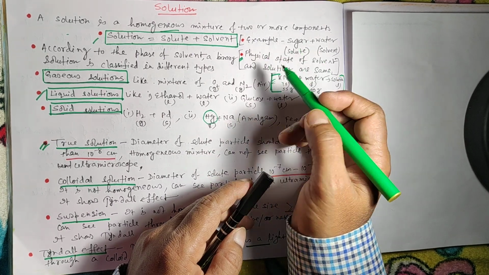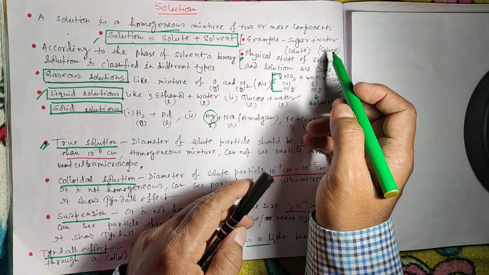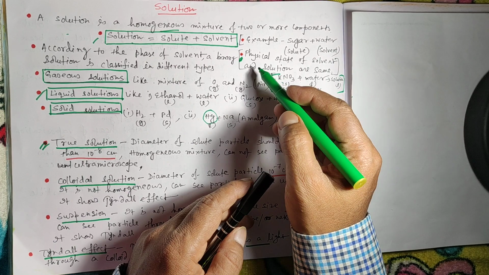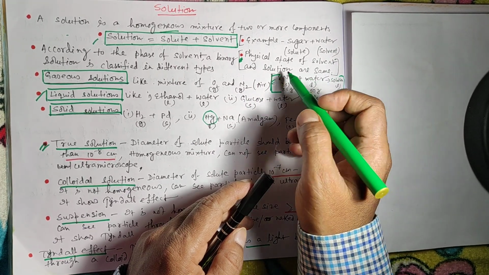Examples: a very simple example is sugar water solution. Here sugar is the solute and water is the solvent. A key fact is that the physical state of the solvent and the solution are the same.